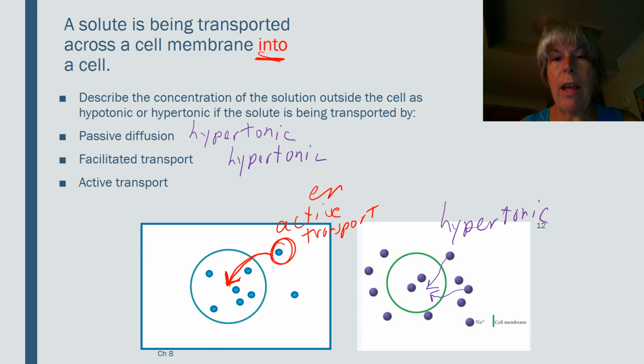And of course, we need energy for that to happen. And as that's going into the cell, we're also wondering, well, what's the solution surrounding the cell? The solution surrounding the cell, in this case, is hypotonic because it's a low concentration.